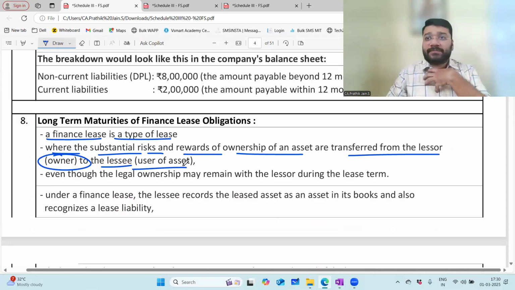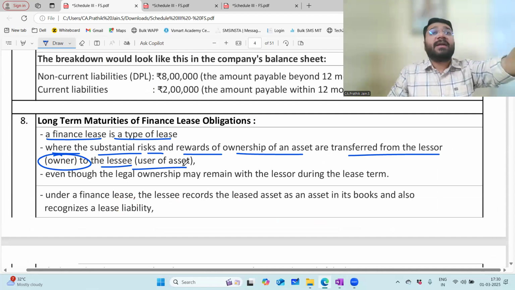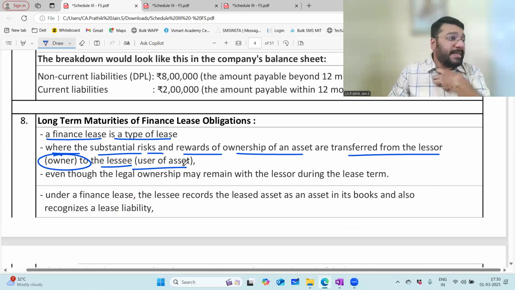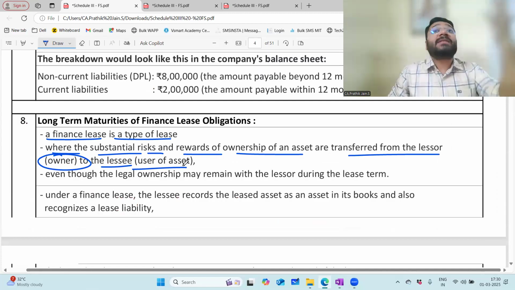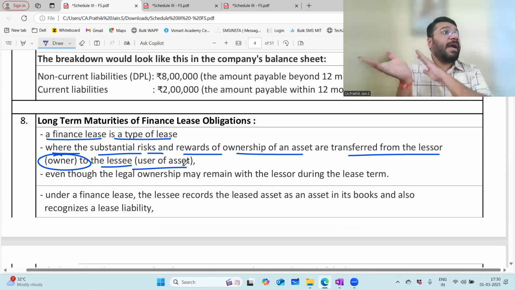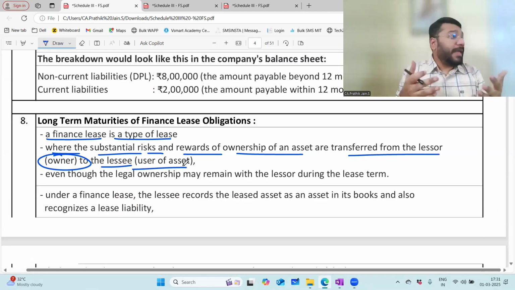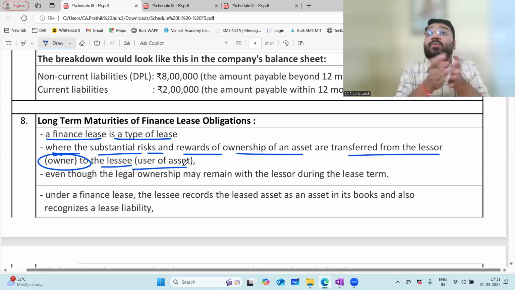So I want to buy an asset. I don't have the money. Right? So somebody is having the asset. I tell them, please give me that asset. I want to use it. I will pay in installment. Once the installment period is over, at the end, I'll get the ownership back in my name. So this amount that I'm paying is not just completed in next 1 year.